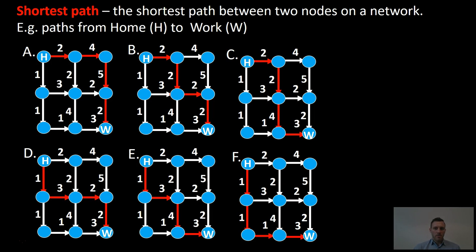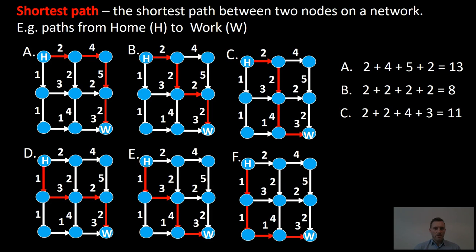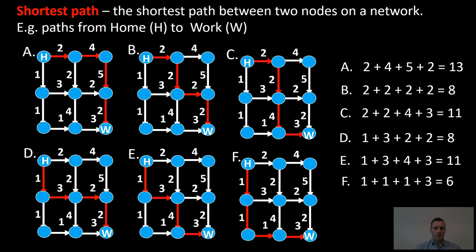In my network video on the number of paths, we established that there were 6 paths between home and work in this network. This time, we've assigned weights to the arcs. This is a directed graph, or a digraph, so you cannot move backwards along any of these streets. One method to solve this problem is to find the total length of every route and determine which is the shortest. If we do this, we get 13 units for A, 8 units for B, 11 units for C, 8 units for D, 11 units for E, and 6 units for F. In this case, the shortest path between home and work is F, with a total distance of 6 units.